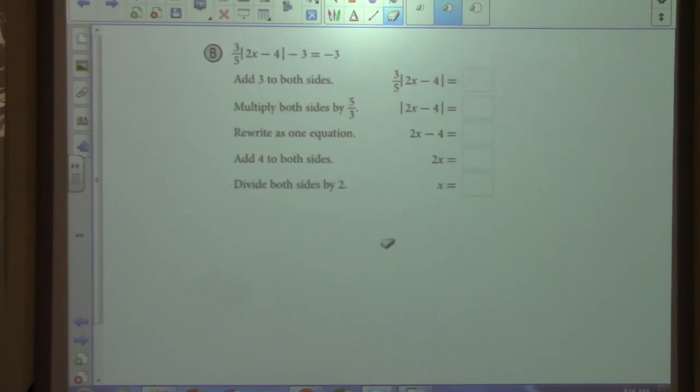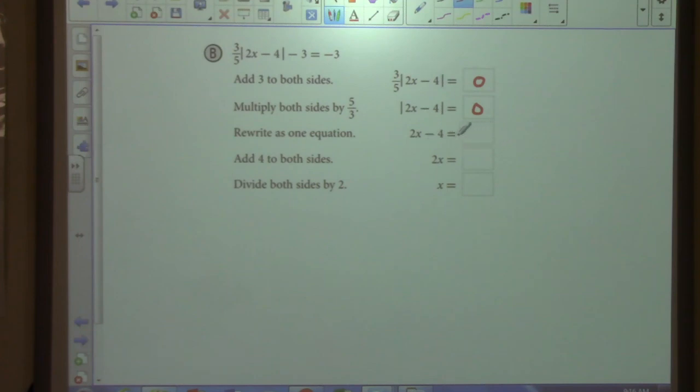Next, here we're given an example really quickly. If we add example B, if you add 3 to both sides, you get equal to 0 over here. And what happens if you multiply both sides by 3/5 or by 5/3? You get the same, right? 0. So you'll still get 0.